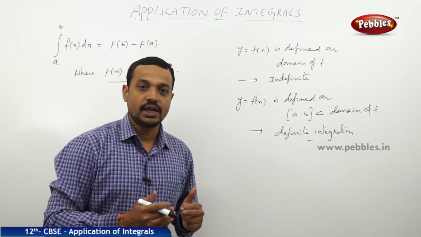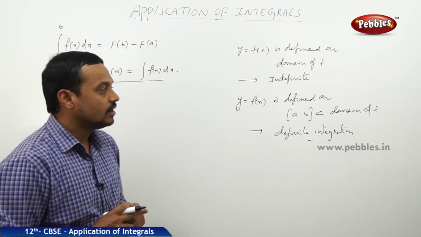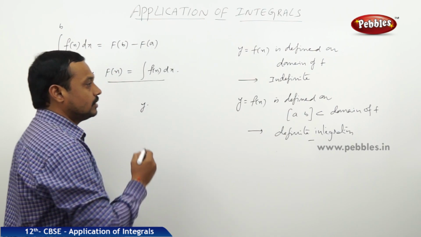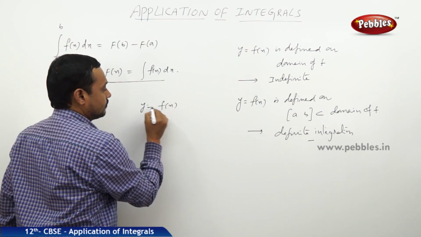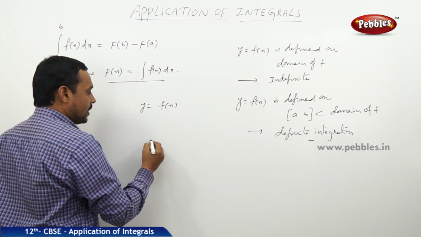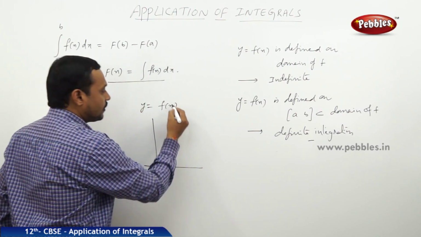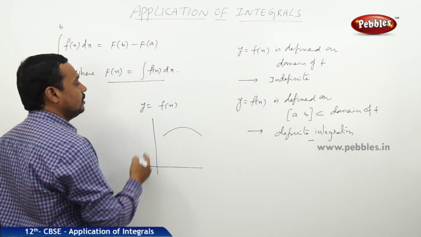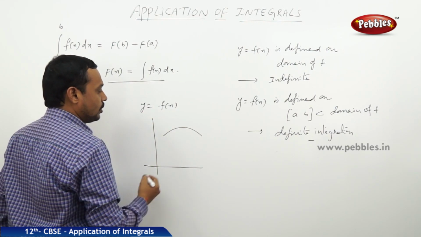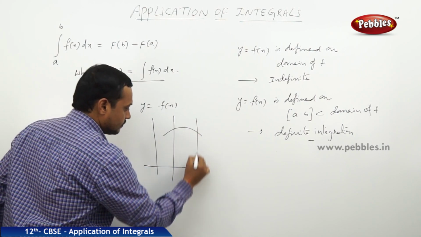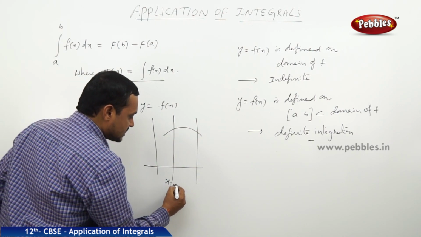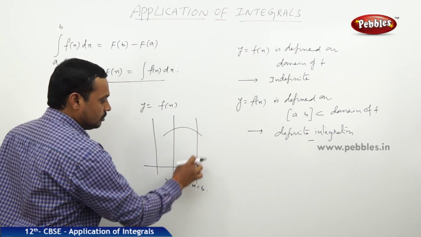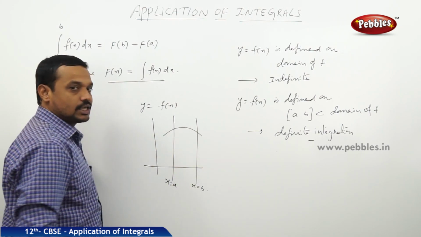The major application of the integrations is finding areas of the region bounded by the curves. Now, let us take some function y is equal to f of x. Suppose the graph of the function is like this, and what is the area of the region bounded by this curve y is equal to f of x with x-axis, and between the lines x is equal to a and x is equal to b. Now, this is the area bounded by this curve between x-axis and the lines x is equal to a and x is equal to b.